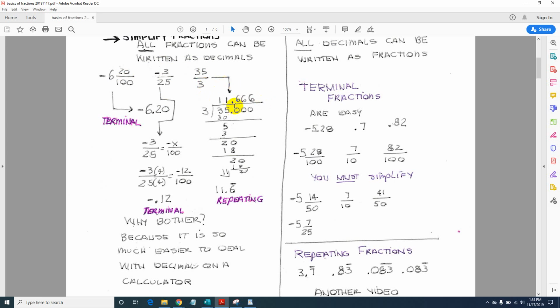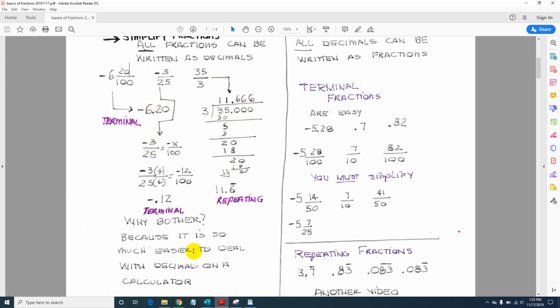So you have to do long division. Boo-hoo. You just set up the long division, and then you'll notice that you will be getting a repeating decimal. Okay, so the answer is 11.6 repeating. All fractions can be written as decimals. They are either going to be terminating, which is this thing, right? They terminate, they don't repeat, or they repeat.